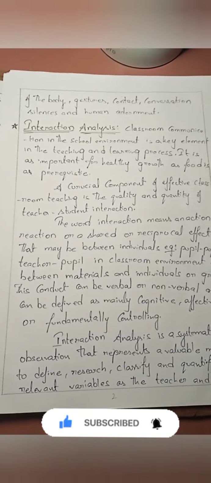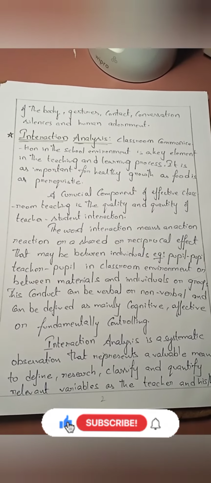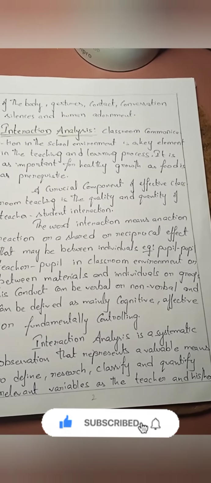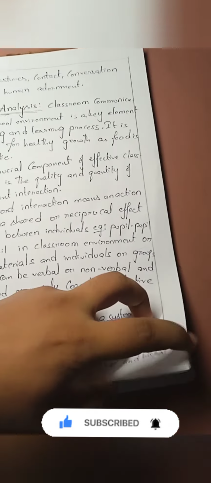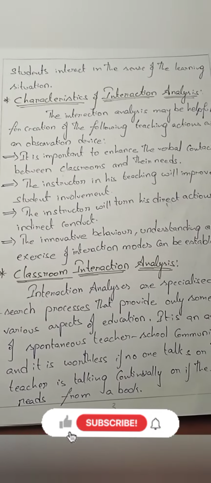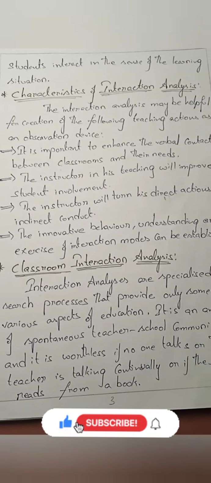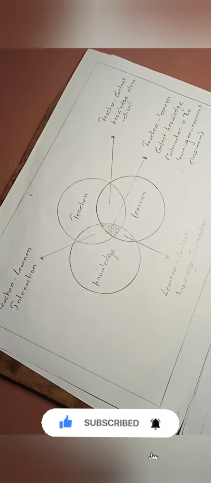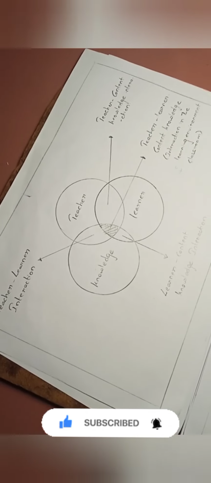Interaction analysis is a systematic observation that represents a valuable means to define, research, classify, or quantify relevant variables as a teacher and his or her students interact in learning situations. Here you can see the diagram where the teacher, knowledge, and learners interact, which is interaction analysis.